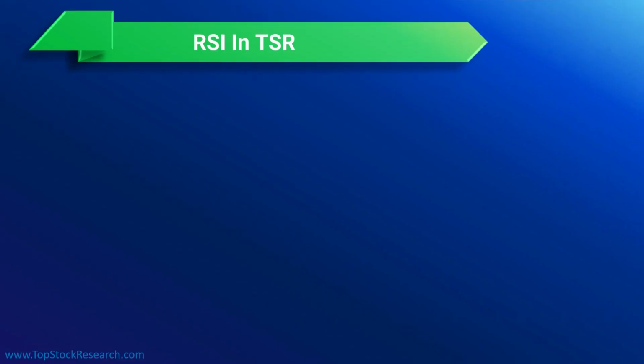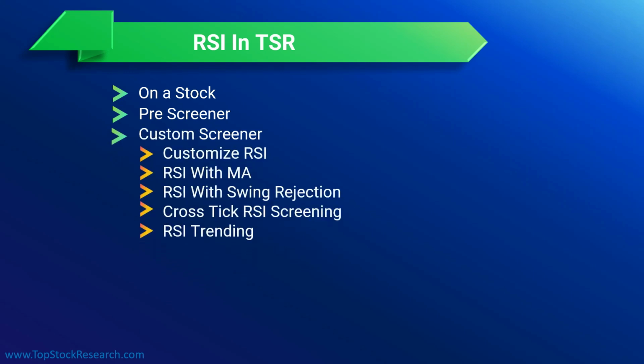So RSI and TSR. You can have the value on a particular stock, that means the absolute value of RSI. You can have it as a pre-screened, that means anything which is above 70 on RSI is considered as overbought range. You can screen on that. Then you have DIY screeners or custom screeners where you can customize RSI. We'll get into that in coming sessions or coming slides.